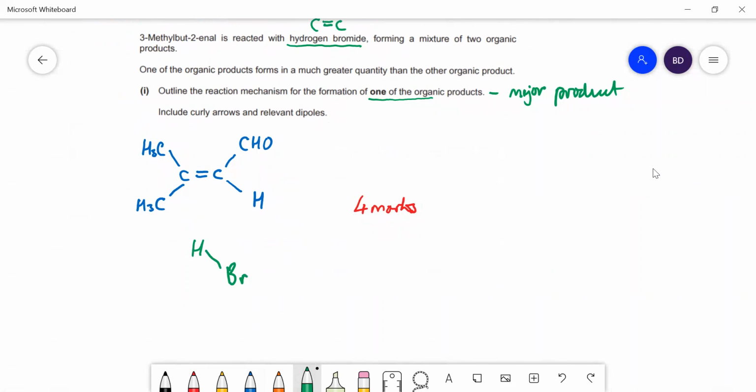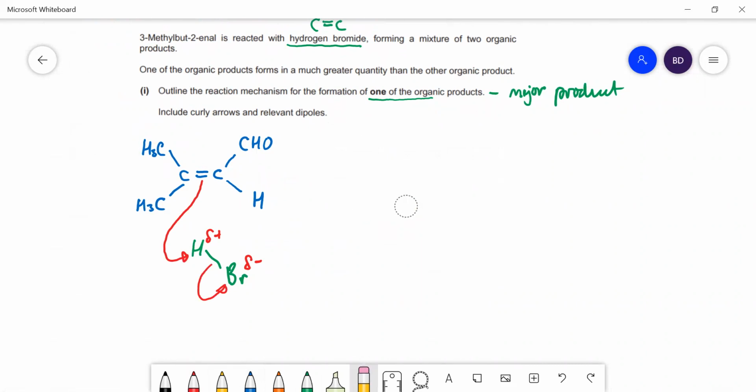Right, there's a dipole on that molecule because bromine is more electronegative: delta minus, delta plus. That makes that hydrogen an electrophile. Okay, so the first step in the mechanism is for the pi bond to break, the pair of electrons move on to the hydrogen and form a bond with that, and at the same time the hydrogen-bromine bond breaks.